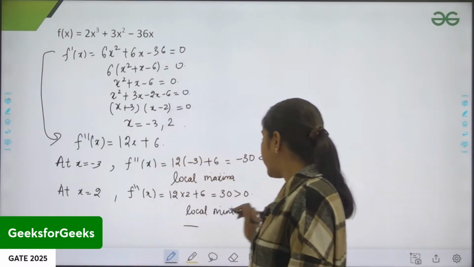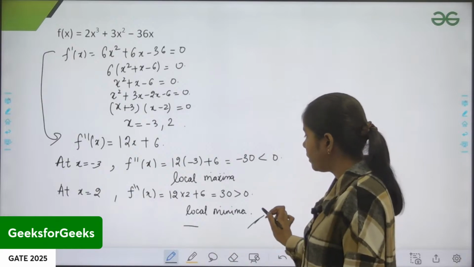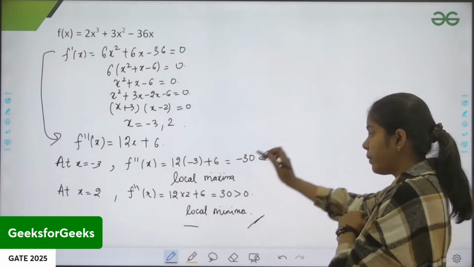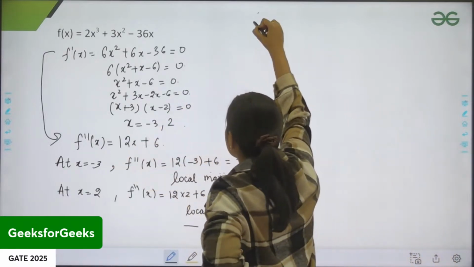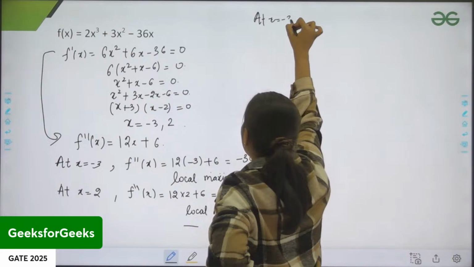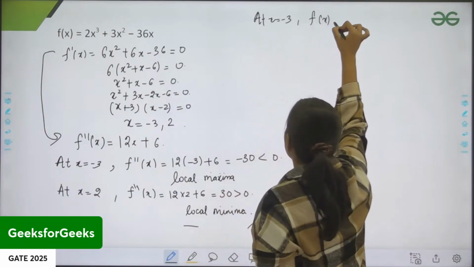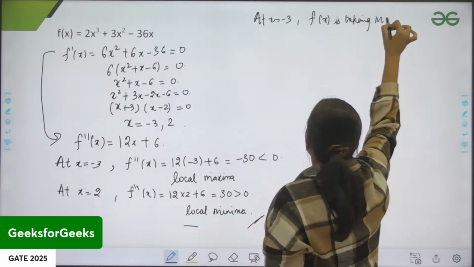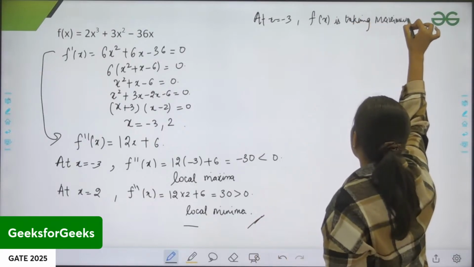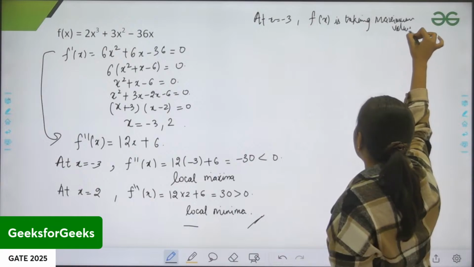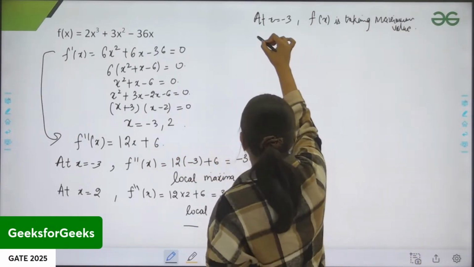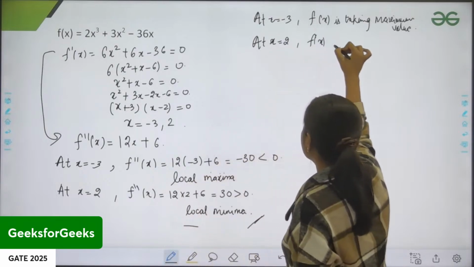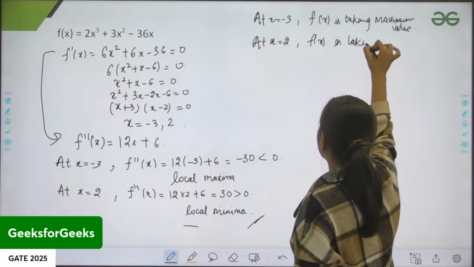I hope it is clear. So guys, tell me up to this point, it is clear. Let me, before that, tell you what this local maxima means here. It means that at x equals minus 3, my function f of x is taking maximum value. And at x equals 2, f of x is taking minimum value.